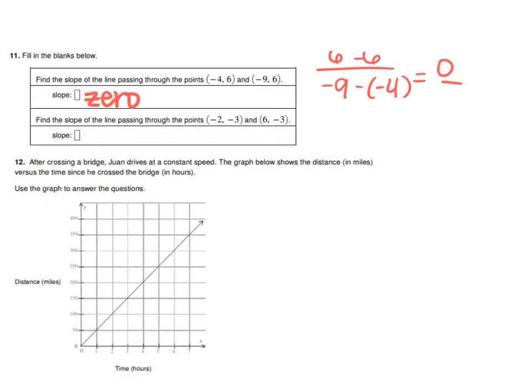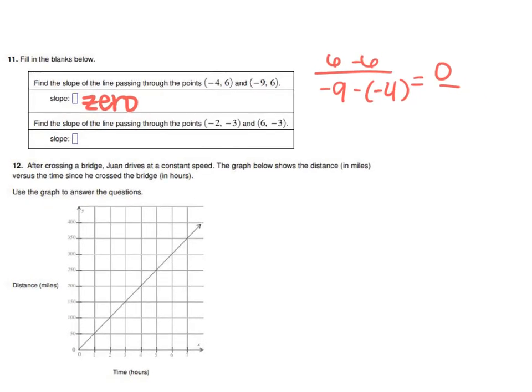Now I'm doing the same thing on the second part. I have -3 minus -3.